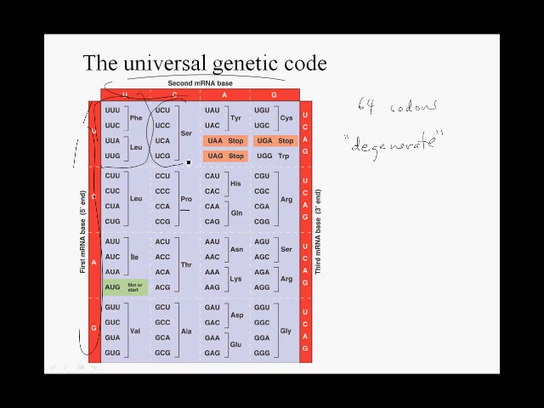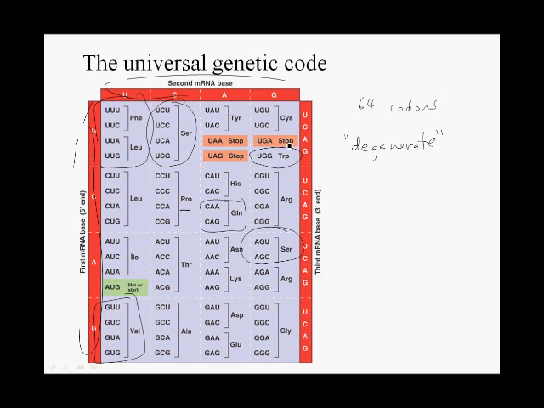For example, serine has 4 possible codons here, plus an additional 2 here, so there are 6 possible codons for serine. And others, like valine, have only 4. Some have only 2, like glutamine. And then there's a couple, like tryptophan, that has only 1 codon.